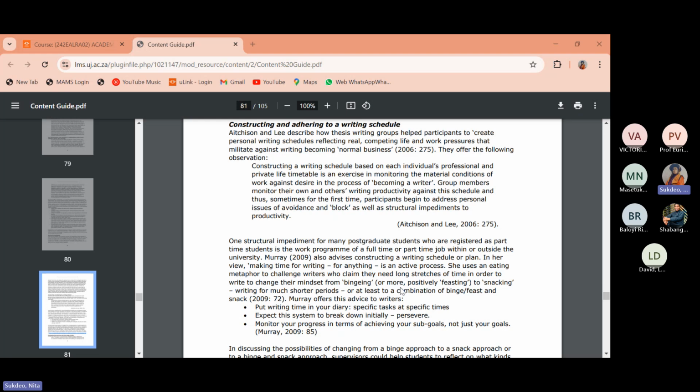I tell the student to work backwards. You know the date that you registered, and 2 years added to that is when you're supposed to end, give or take about a month or so. Now work backwards from that date to the date that you submitted your proposal, and then give yourself these timelines. So that's how I draw up schedules or work plans for my students.